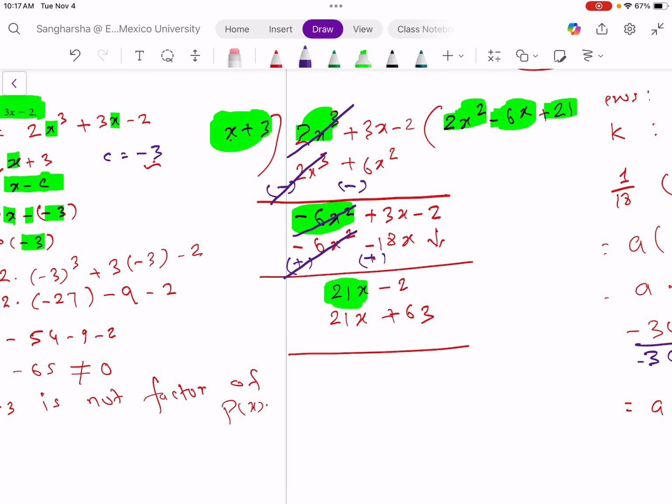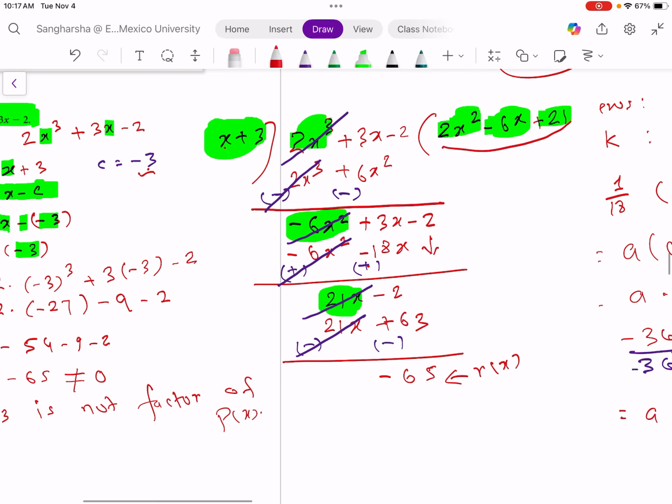So 21x is positive, let's make it negative. 63 is positive, let's make it negative. So negative 21x, positive 21x, 0. And negative 2, negative 63 is negative 65. And this is our remainder r of x. This is our quotient q of x. So when we divide our polynomial by x plus 3, our remainder is not 0. It means this divisor is not a factor of this polynomial.